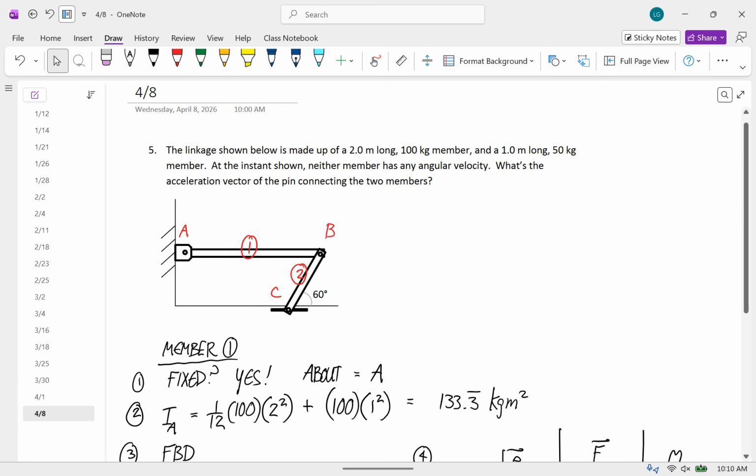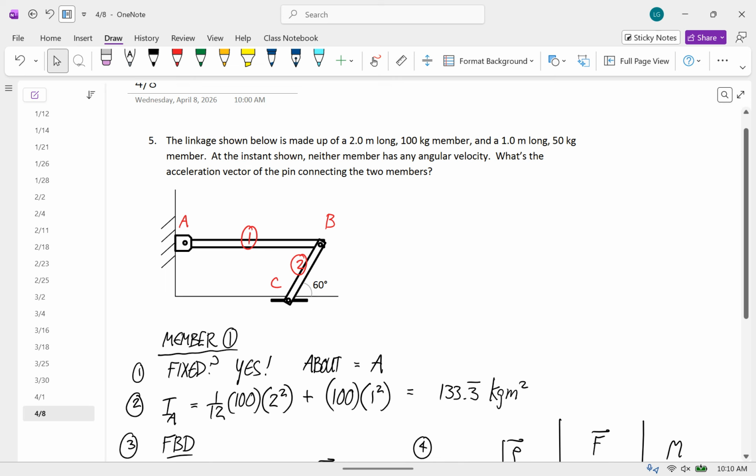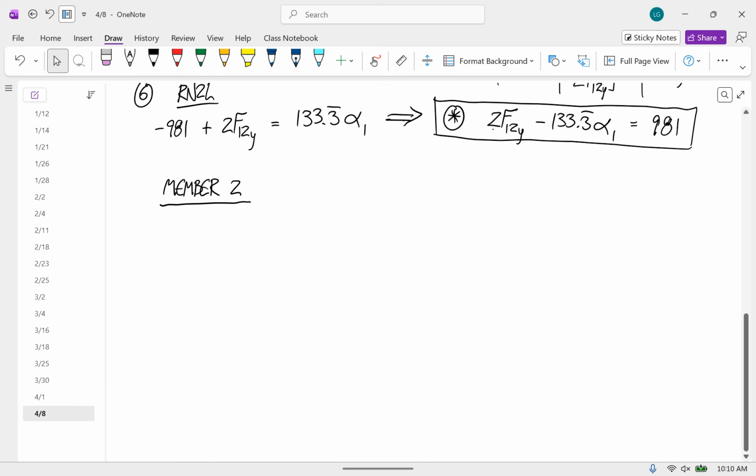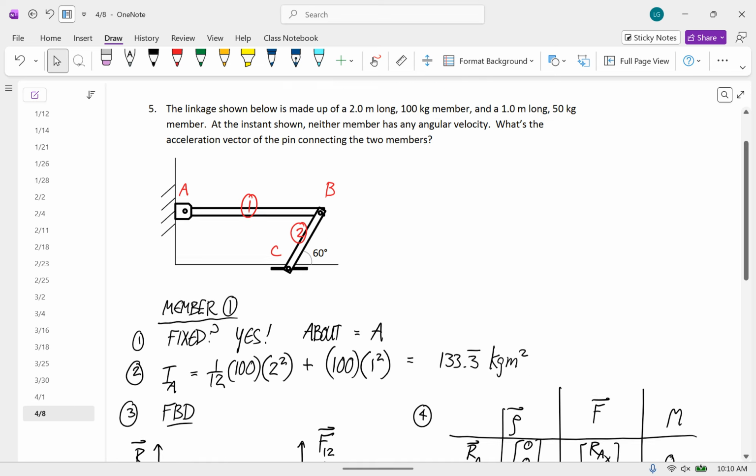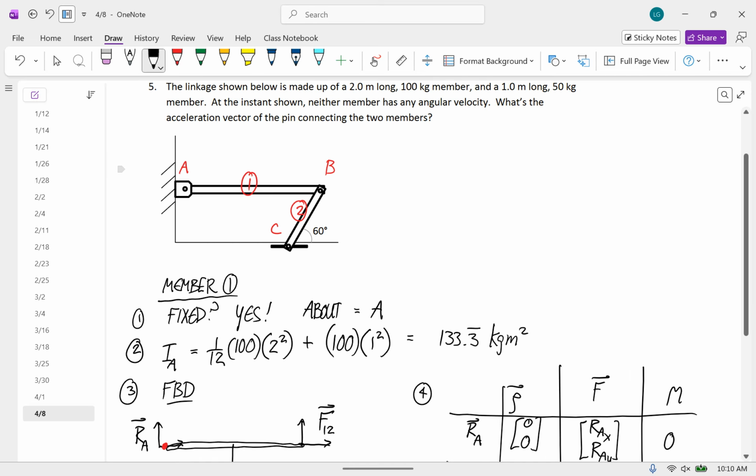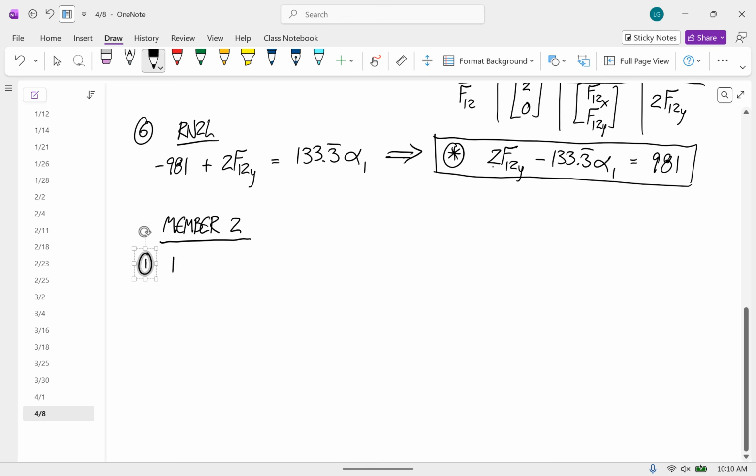And that angle is 60 degrees. That member is 1 meter long, 50 kilograms. So step 1, does member 2 have a fixed point? Nope. So it can slide left or right at C, so that's not fixed. And as this pair of things moves around, B can move, so no fixed point. And so our about point is the center of mass of member 2.